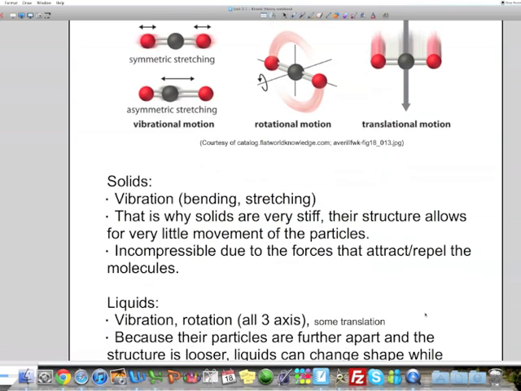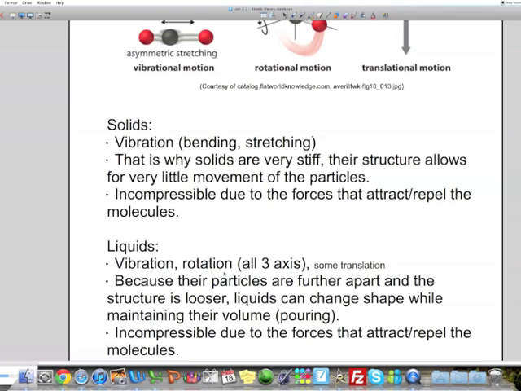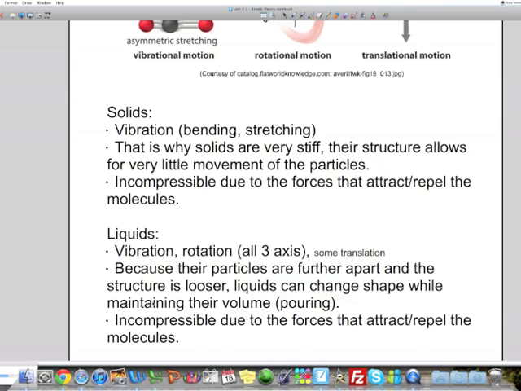Then we have liquids. So in liquids, we have vibration and rotation mainly. There's also some translation, but very little. That's why I put it here in smaller font, because there is some, but not much. Those particles are a little further apart, which allows them to move a little bit more. That's why when you pour a liquid in a container, the liquid will tend to take the container's shape. There's more flexibility there as far as the shape goes. They're still incompressible. The particles are still fairly close together. So again, the particles are repelling, so we can't really compress them that much.